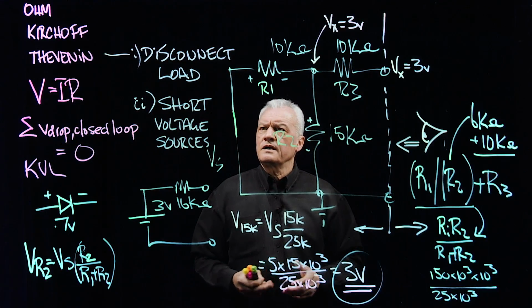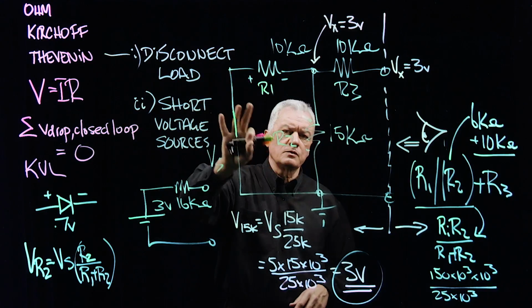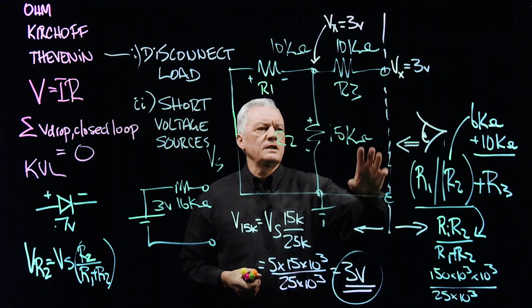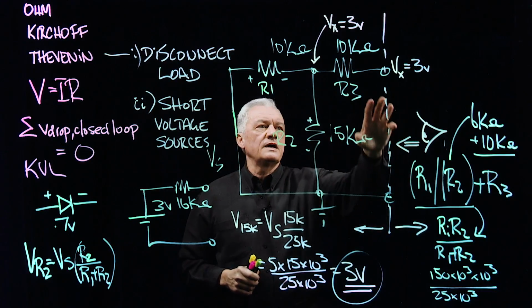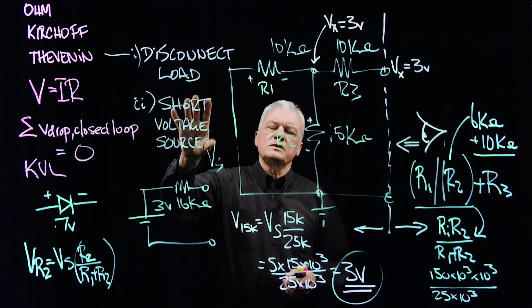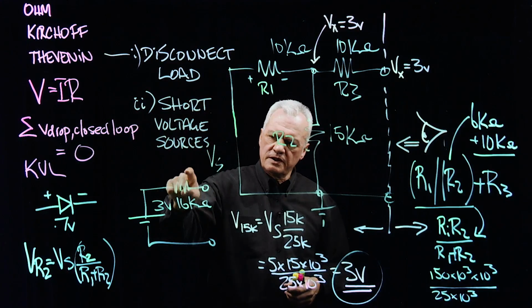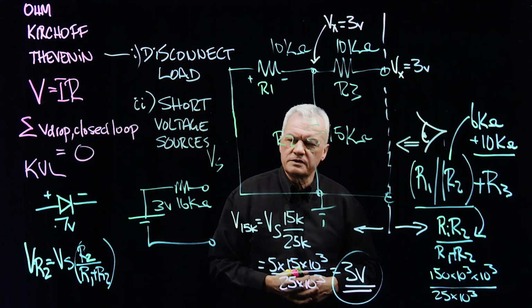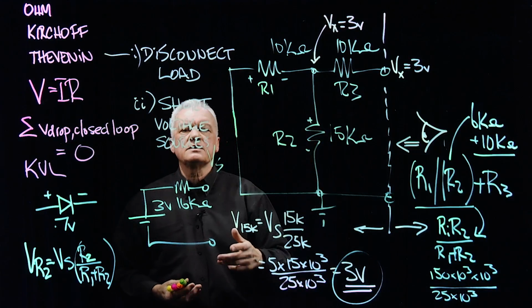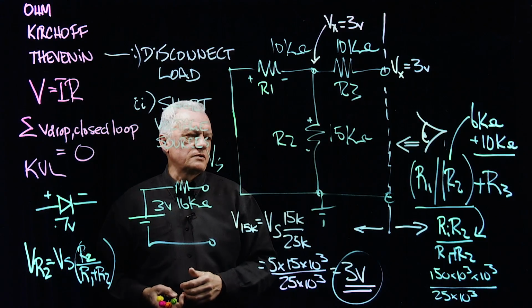So again, disconnect the load first in order to determine what is the voltage that you see. If you leave the load connected, you will have a different number here altogether. And then secondly, once you've disconnected the load and determined the voltage, determine the resistance looking into this Thevenin, we call that Thevenin resistance. Determine the Thevenin resistance from shorting the voltage source there.